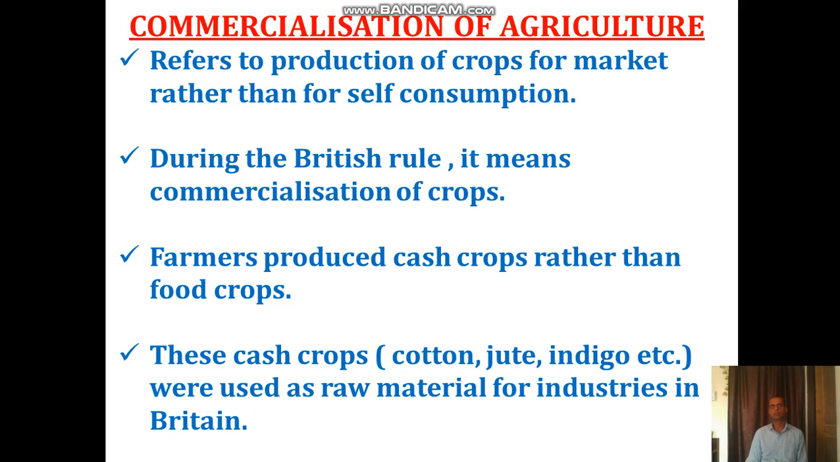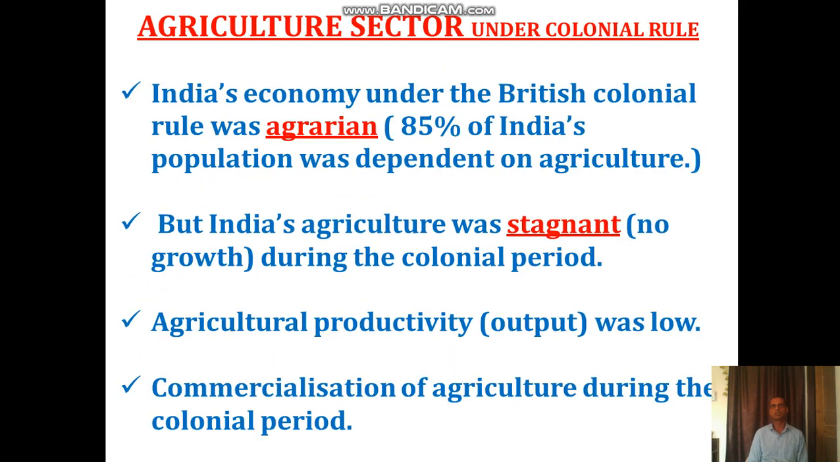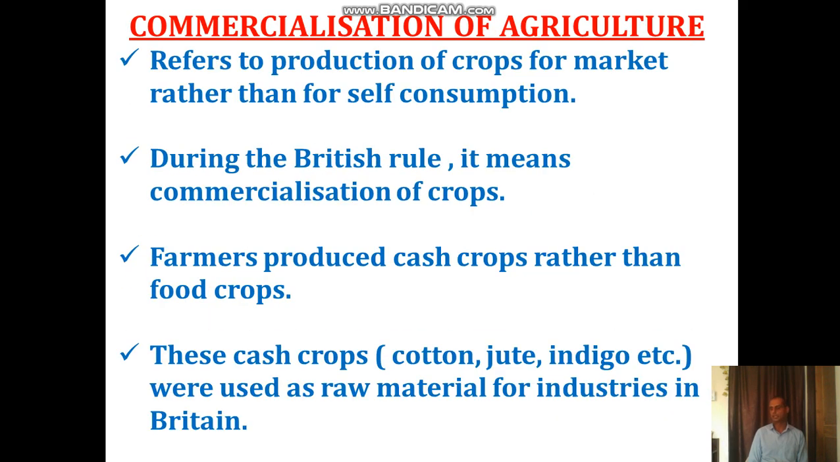In the earlier slide we came to know, while studying the state of agriculture under the colonial period, about commercialization of agriculture. So in the next video we'll try to cover the concept of commercialization of agriculture, which refers to production of crops for market rather than for self-consumption. This particular concept will start in the next video, and we'll discuss it from this particular slide in detail.